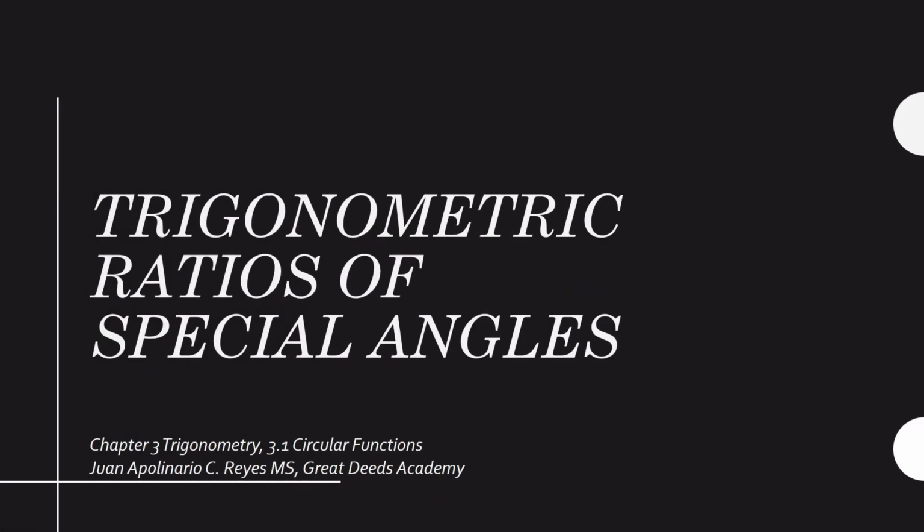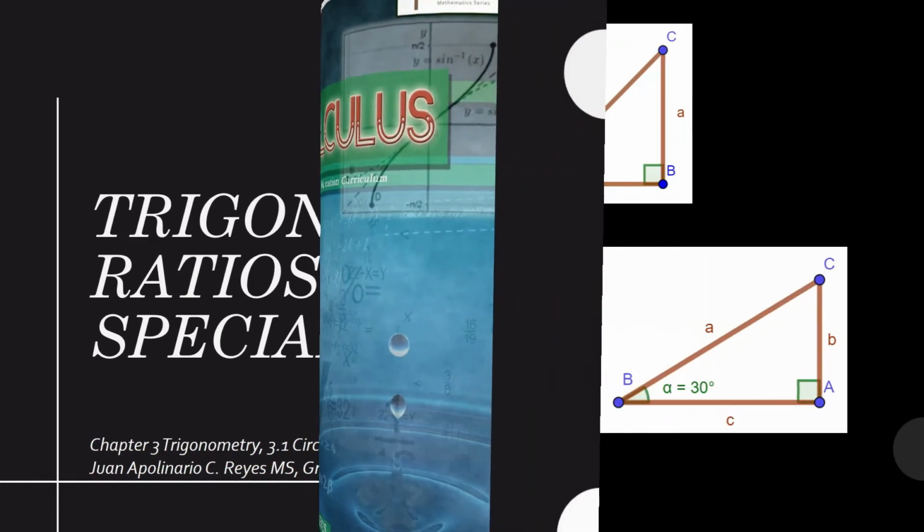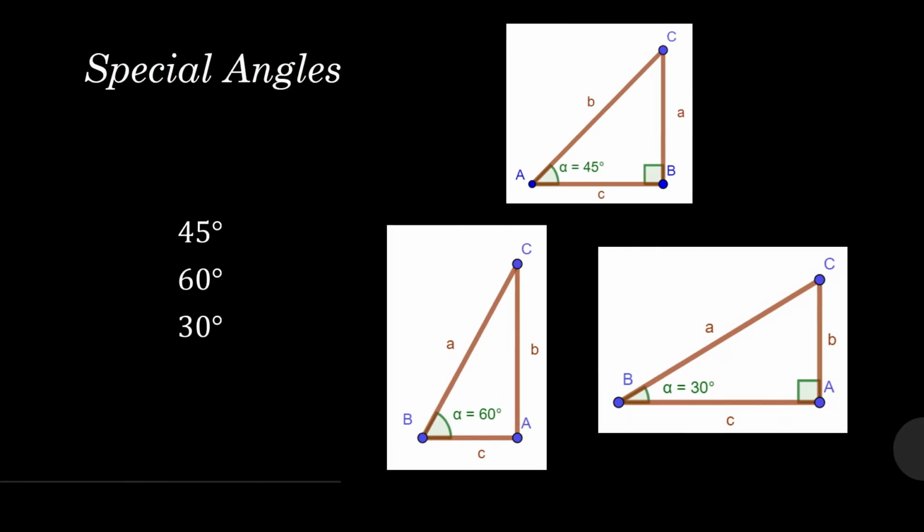Trigonometric ratios of special angles. So the special angles we refer to are the 45-degree angle, 60-degree angle, and 30-degree angle. And the trigonometric ratios that we speak about are the ratios of the sides, and we have names for them. We call them the sine function or sine, cosine, tangent, and their reciprocals, cosecant, secant, and cotangent. So in this video, we will derive the trigonometric ratios for a 45-degree angle.